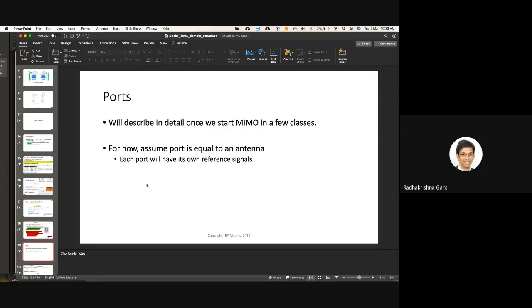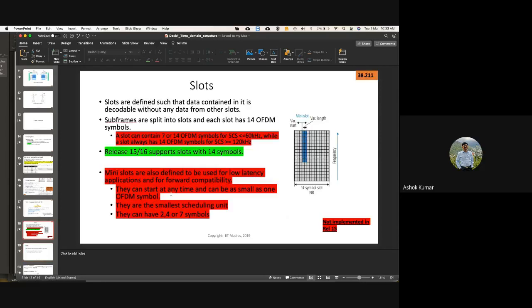Pankaj said, sir, 14 OFDM symbols means, in the earlier slide you said 7 symbols per slot. Is that the case in 5G? No. That's why I put them in red. They are not implemented. When they started 5G, they wanted to do all this, but they are not implemented. That's why I put them in red and say not implemented in 5G. So release 15 and 16 only support 14 symbols. Right.